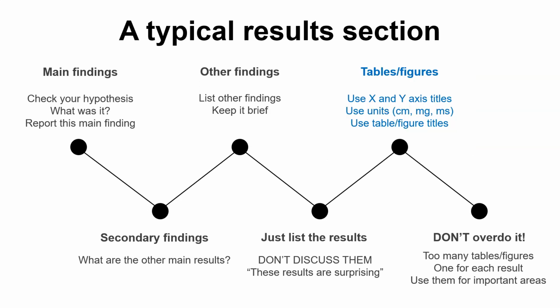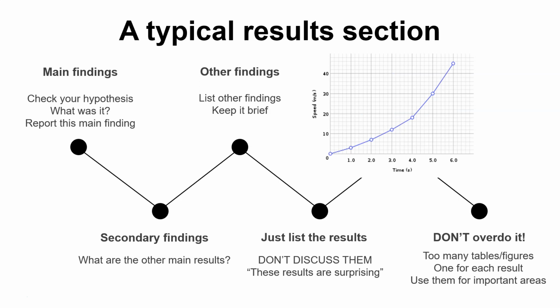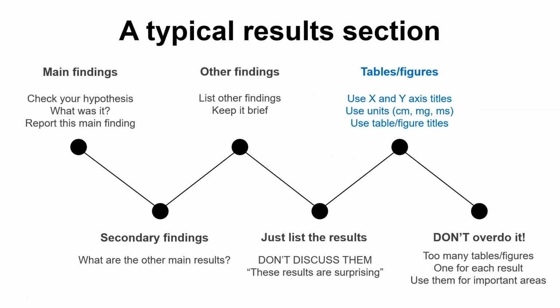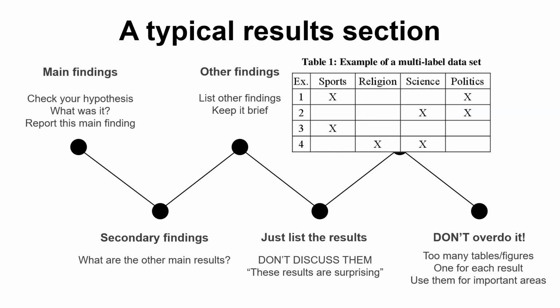Also use units. Units should be used throughout the whole document, not just in tables and figures. For example, here you can see speed, brackets, meters per second, so that's the unit. And then on the x-axis, time, brackets, s, seconds. Make sure you're doing that. Also, when you're using tables and figures, have a title for them as well. For example, above this table you've got Table 1, and a very clear, concise title for what your table is called.